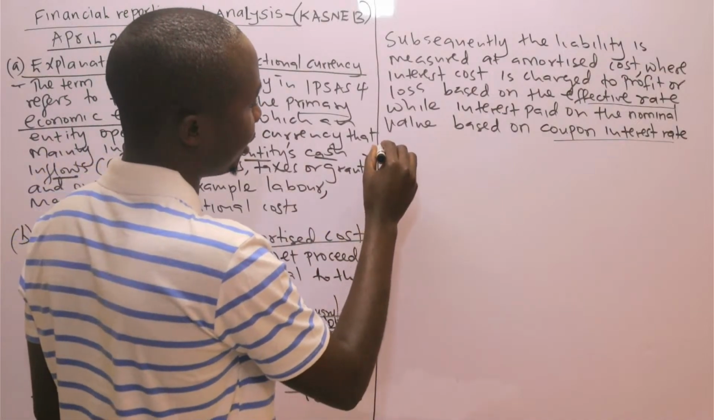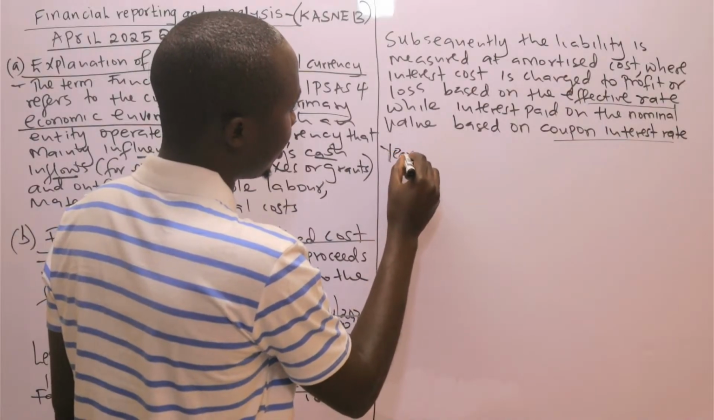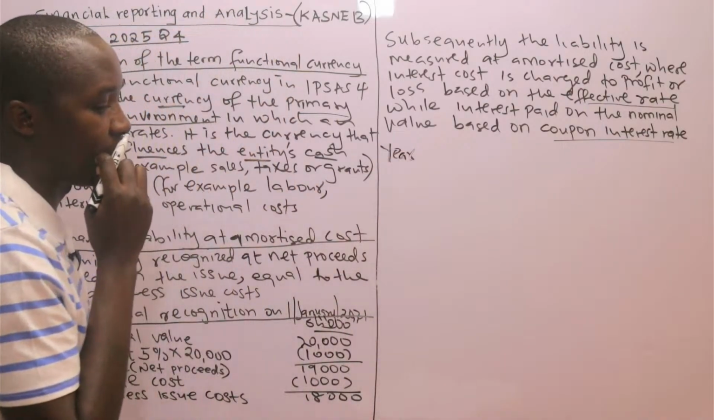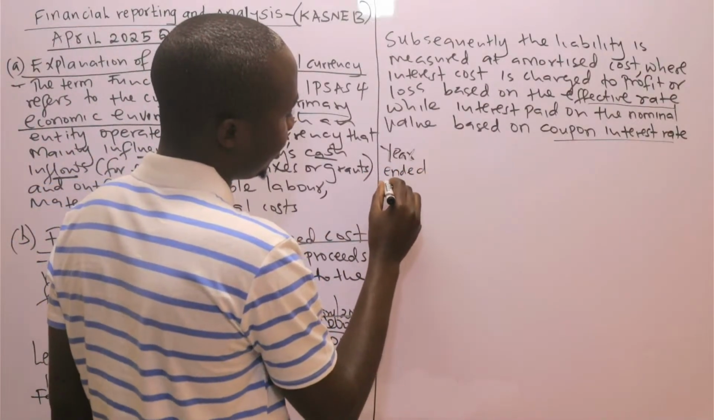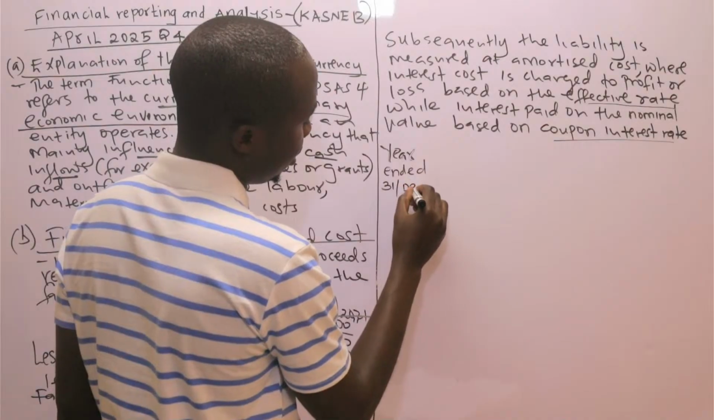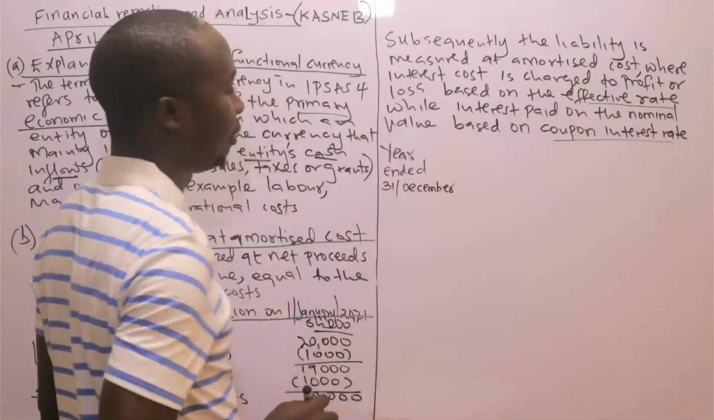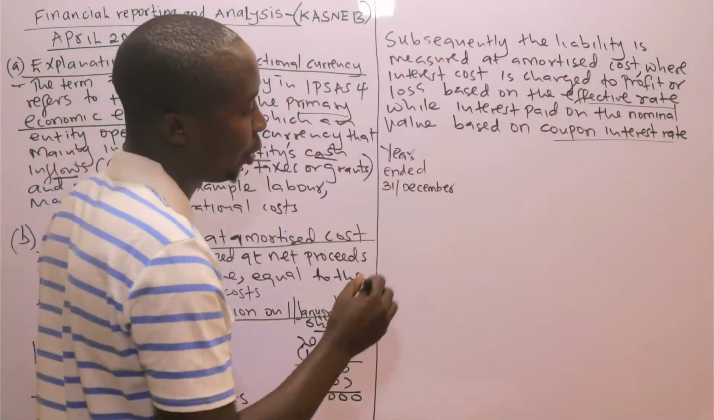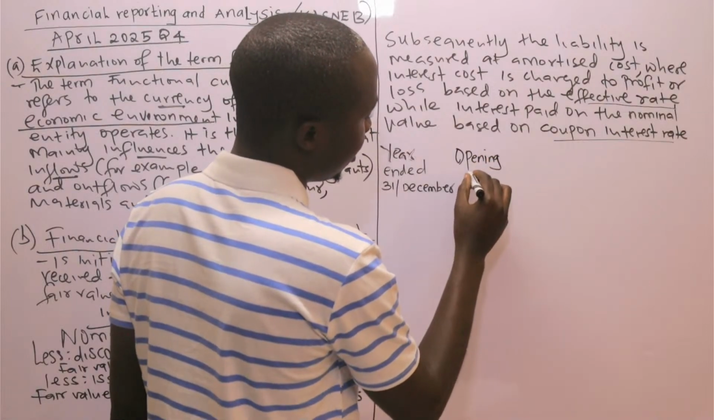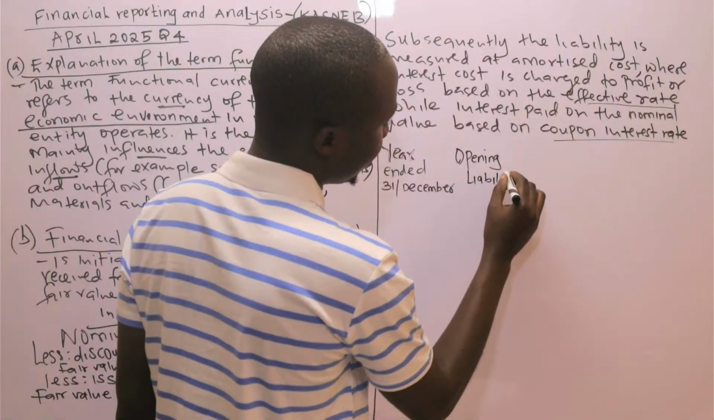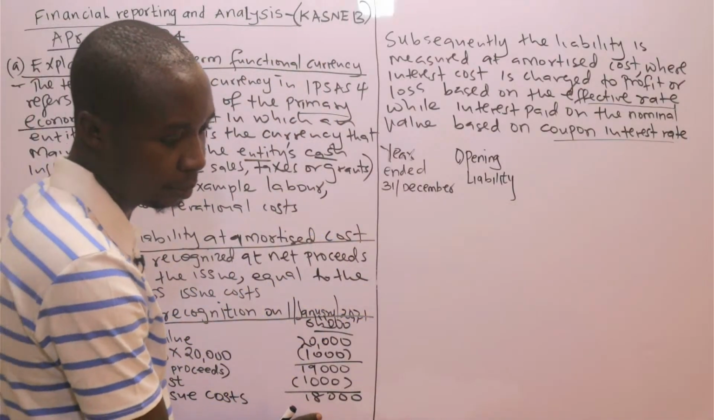I will come here and prepare my schedule. So we have the year. Remember that we have 4 years, both of them ending December. So year ended 31st December. The opening liability, remember, is the one we start with in the first year, which is 18,000.